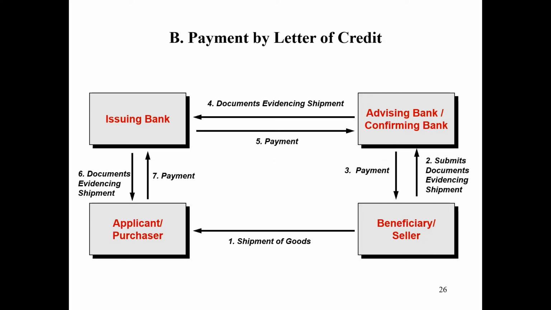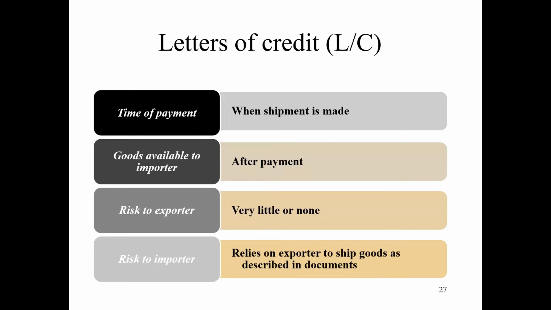Issuing bank checks the documents and makes payment to the advising or the confirming bank. Issuing bank then gives all the shipping documents to the importer against payment. Importer then uses these documents to take custody of the goods. In case of letter of credit, exporter gets the payment as soon as the shipment is made, and importer gets the goods after he makes payment. It is important to note here that the payment is made only when all the documents are in order. Therefore, risk for exporter and importer is very less.